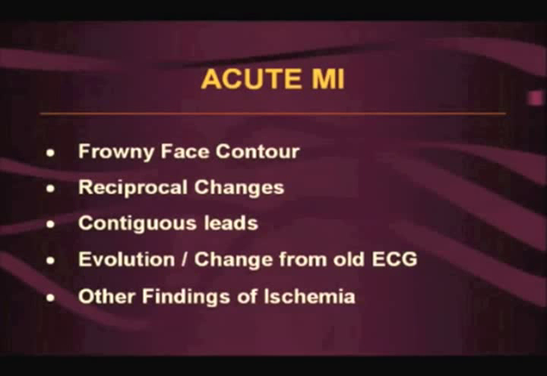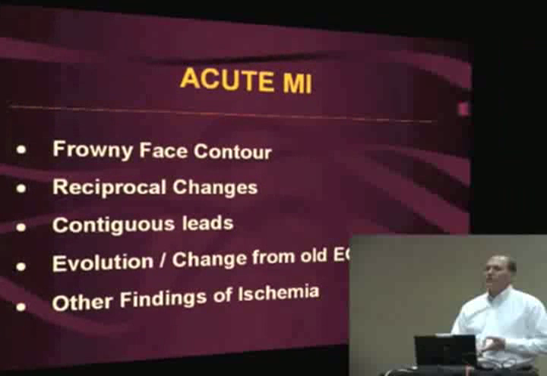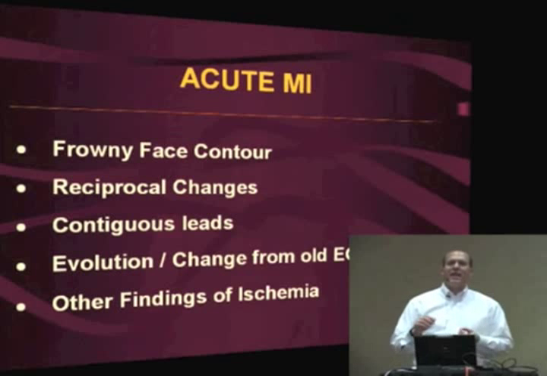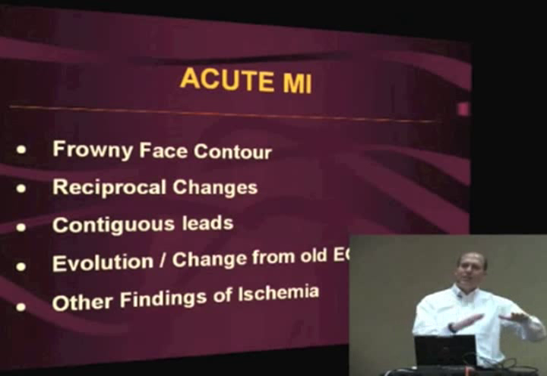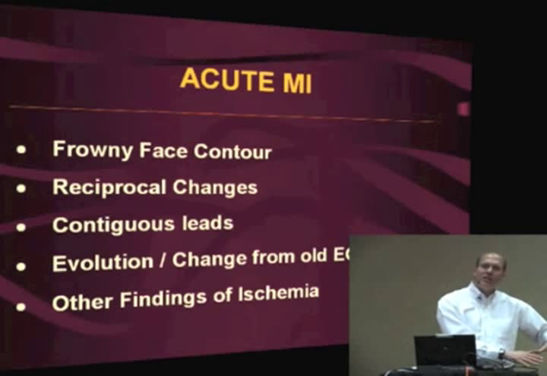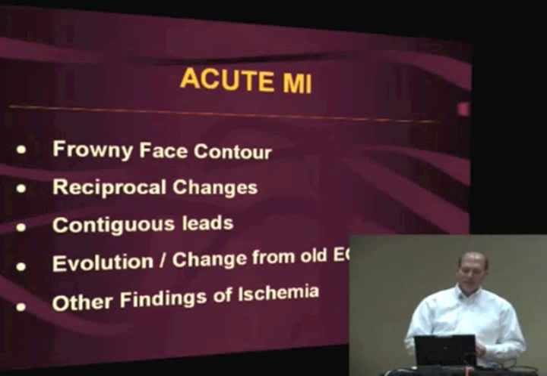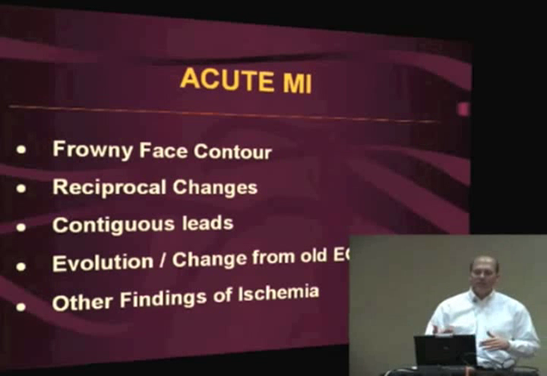So MI, I think we're all pretty good at MI, but let's just make sure we don't miss it. So frowny face contour, look for reciprocal changes. Reciprocal changes are important because they increase your diagnostic accuracy. So everyone comfortable with what reciprocal changes are? ST depression somewhere else on the EKG in a patient who's got ST elevation. And we're going to talk about that a little. Make sure it's in contiguous leads.